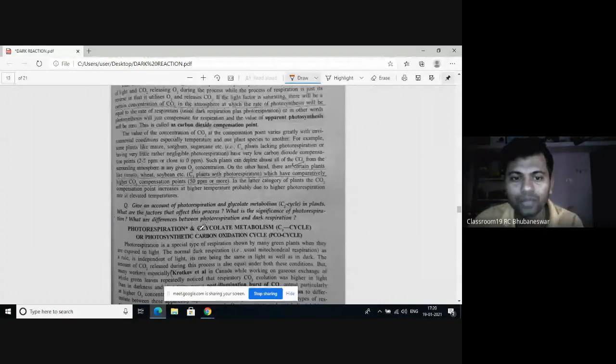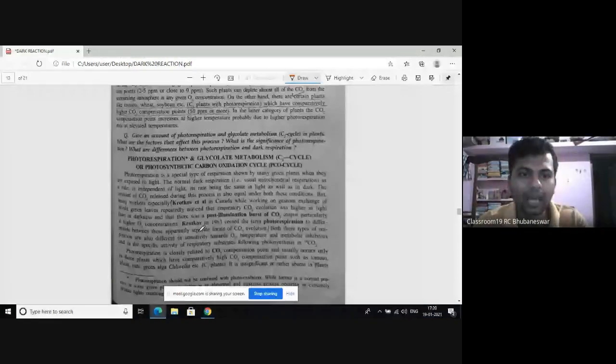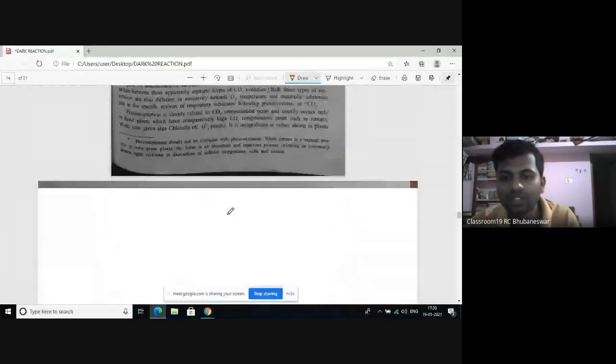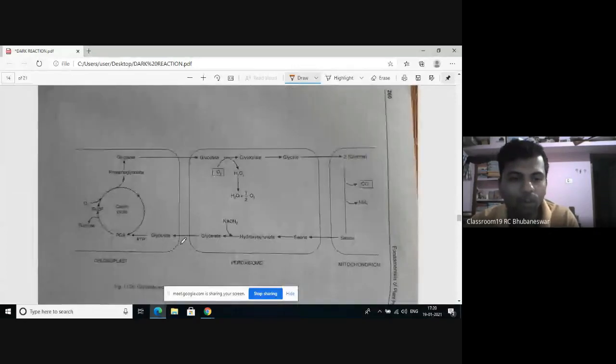In case of photorespiration, what happened? Rubisco is the enzyme which generally, in the Calvin cycle or dark reaction, combines RuBP with carbon dioxide. But when the concentration of oxygen increases in the environment, the same enzyme Rubisco combines oxygen with the RuBP, and forms phosphoglyceric acid and phosphoglycolic acid. This phosphoglycolate is a 2-carbon compound, so it is known as photorespiration or the C2 cycle.